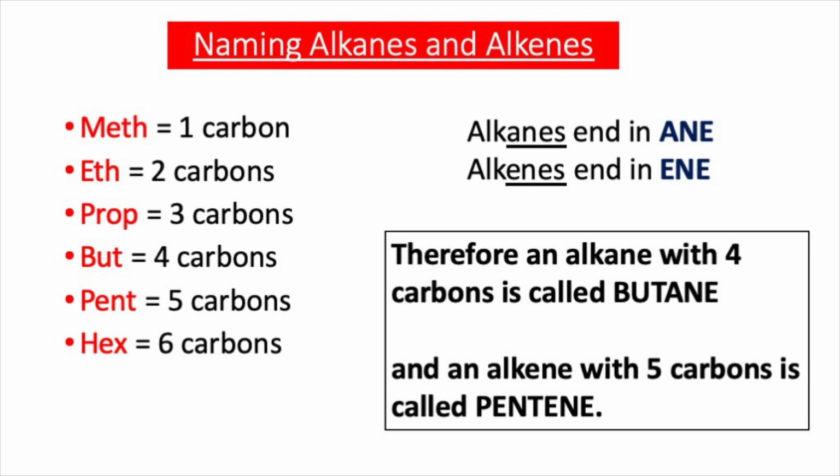Now in our previous videos, we've also taught you how to name basic alkanes and alkenes. And we've discussed the fact that the first part of the word tells you how many carbons are present. So if, for example, you have a compound with a name that starts with BUT, that means there are 4 carbons in that molecule. The second part of the word tells you whether it's an alkane or an alkene. If it ends in ANE, that's an alkane, and if it ends in ENE, that's an alkene. So an alkane with 4 carbons is called butane, and an alkene with 5 carbons is called pentene.